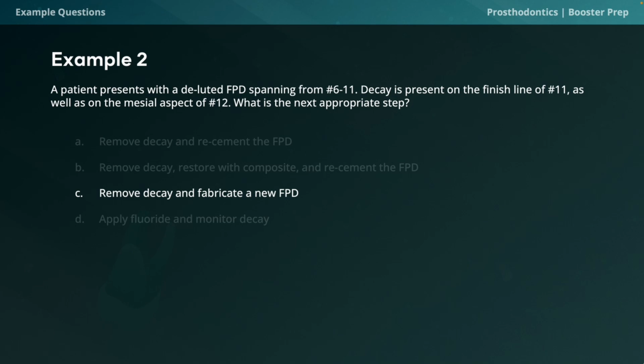First of all, guys, we obviously can't just monitor the decay, we have to get rid of it. But FPDs are very precise restorations, and since the decay here is on the finish line of an abutment tooth as well as on an adjacent tooth, we'd be compromising the proximal contacts and the marginal adaptation of the FPD by just trying to retrofit it back on. So we'll definitely need to just treatment plan a new restoration once we restore the teeth back to optimal health.